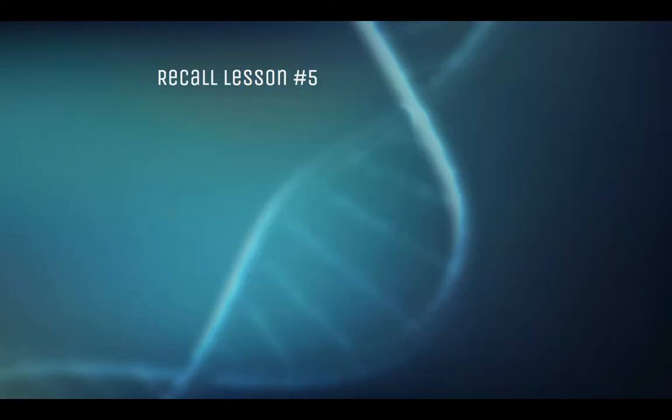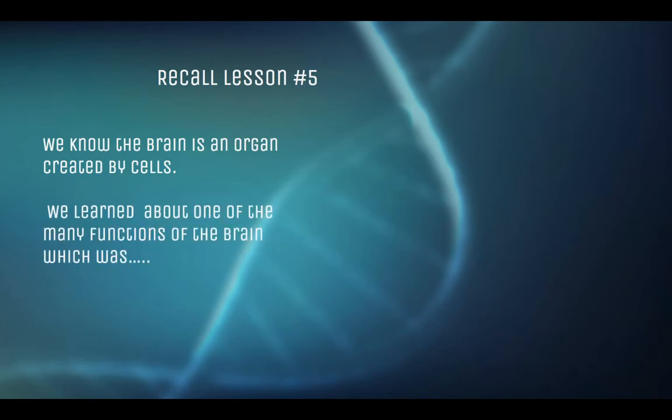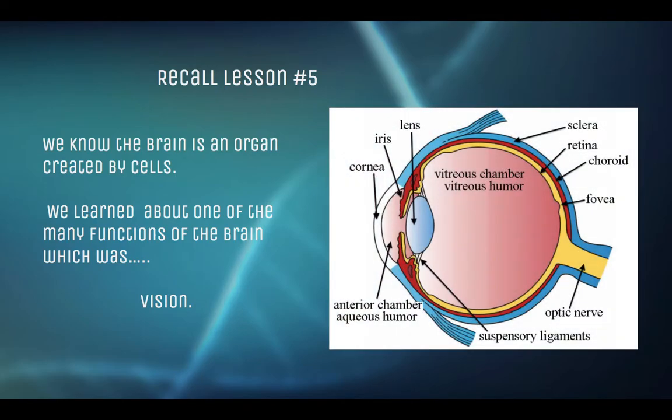Recall lesson 5. We know the brain is an organ created by cells, and we learned about one of the many functions of the brain, which was vision. There's a nice picture focusing on some of the places we looked at: cornea, iris, lens, retina, optic nerve.